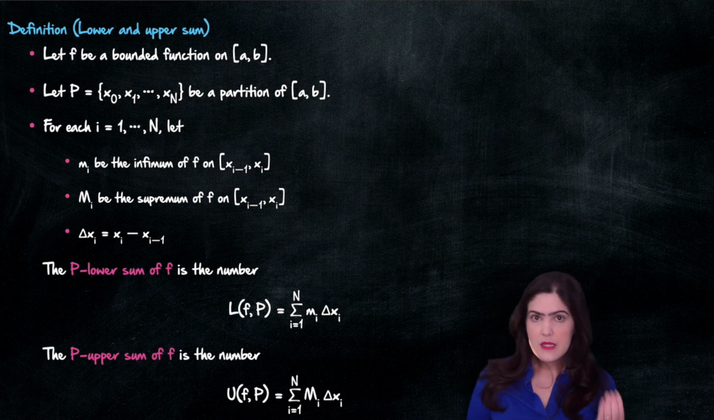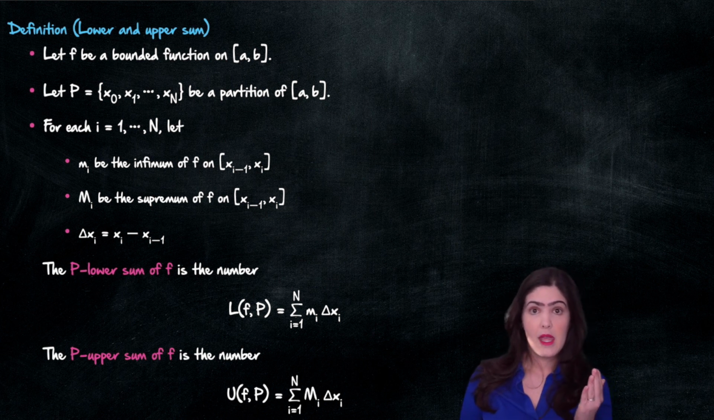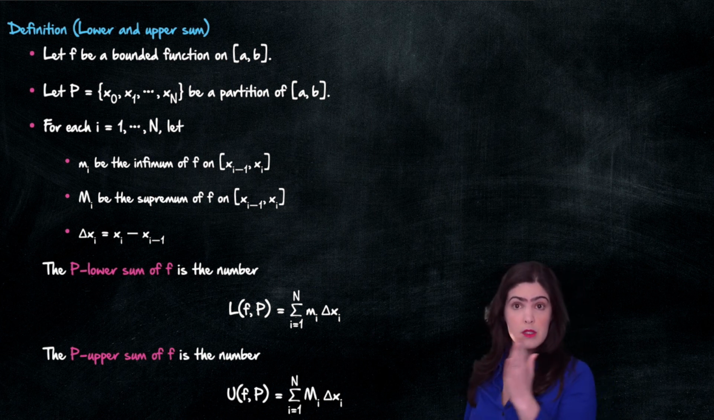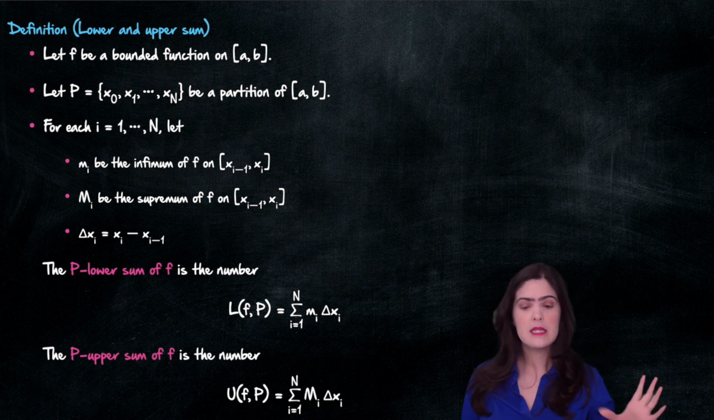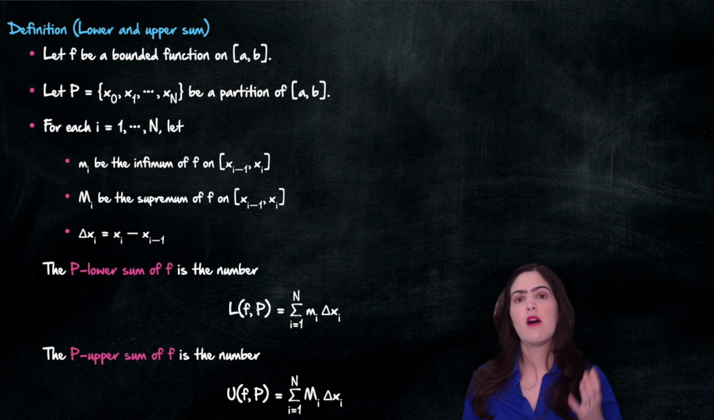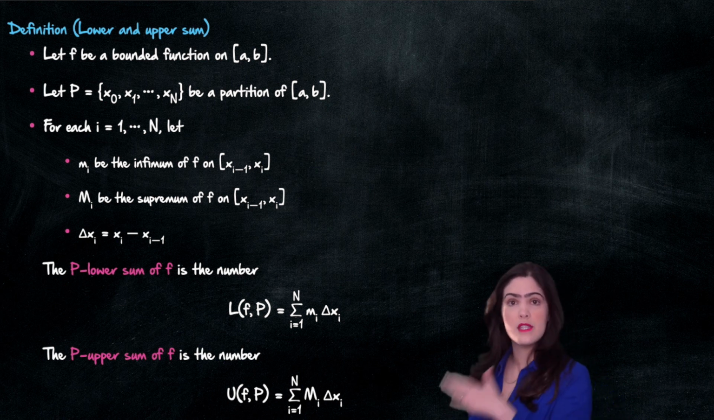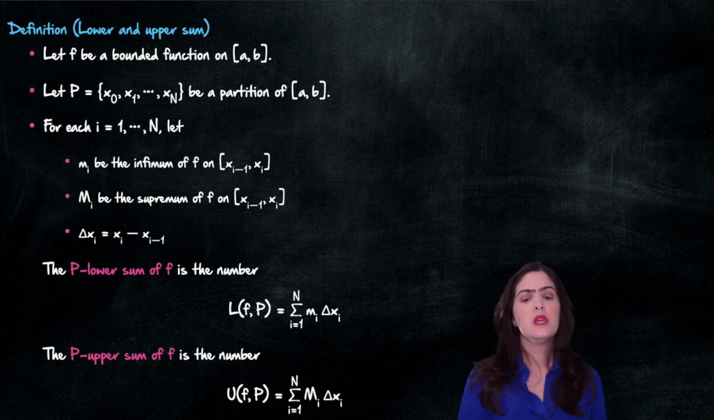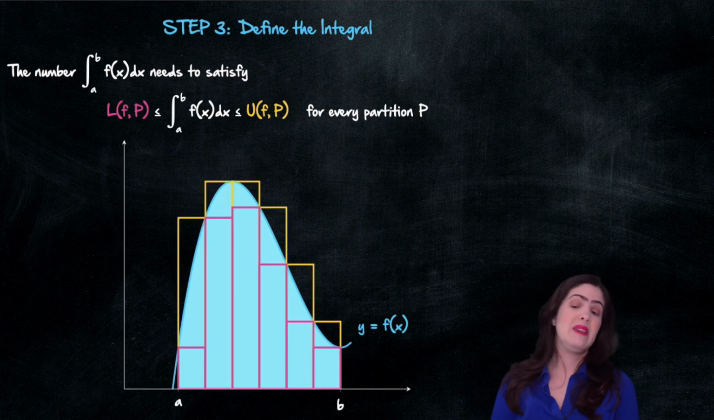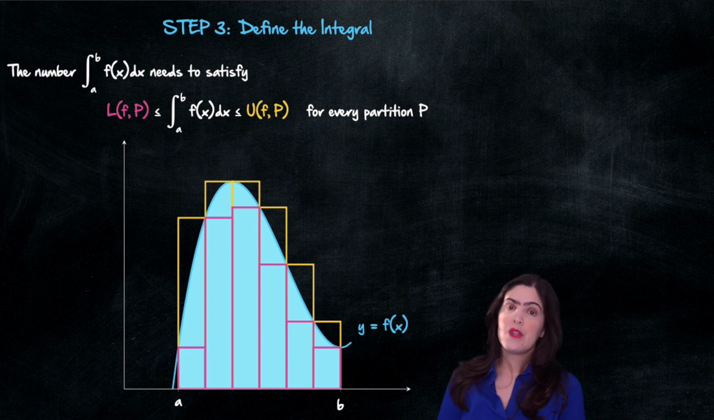So the lower sum is the area of the smaller rectangles, the ones that were pink in our case, and the upper sum is the area of the rectangles that are overestimating the area. In our case, those were the yellow rectangles. Good. So now the final step would be defining the integral.